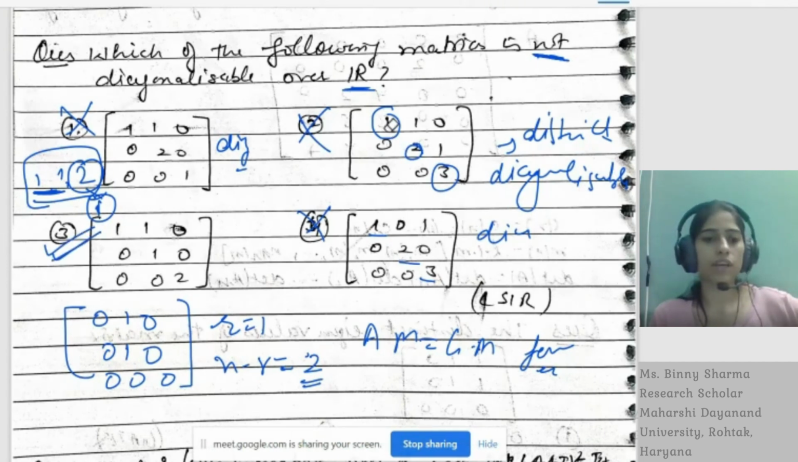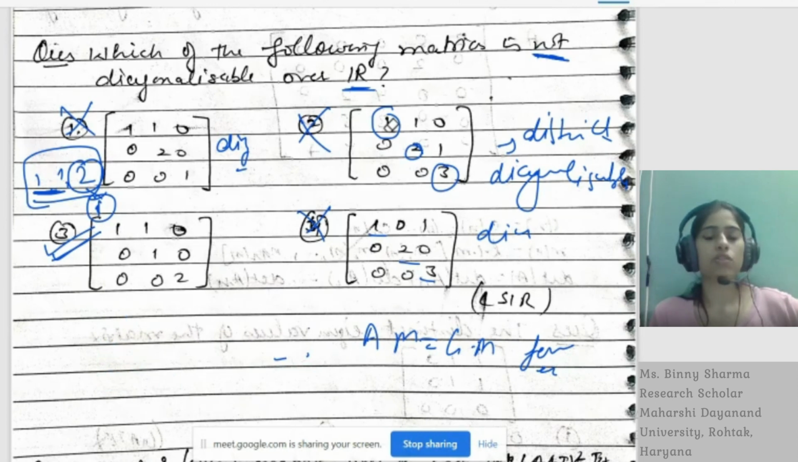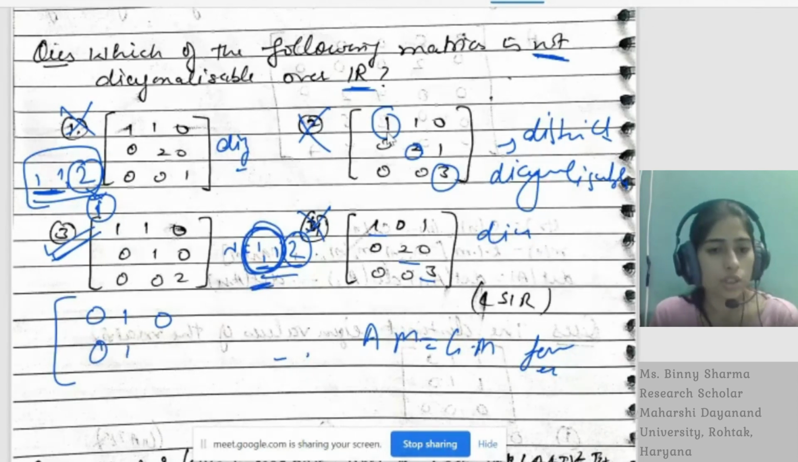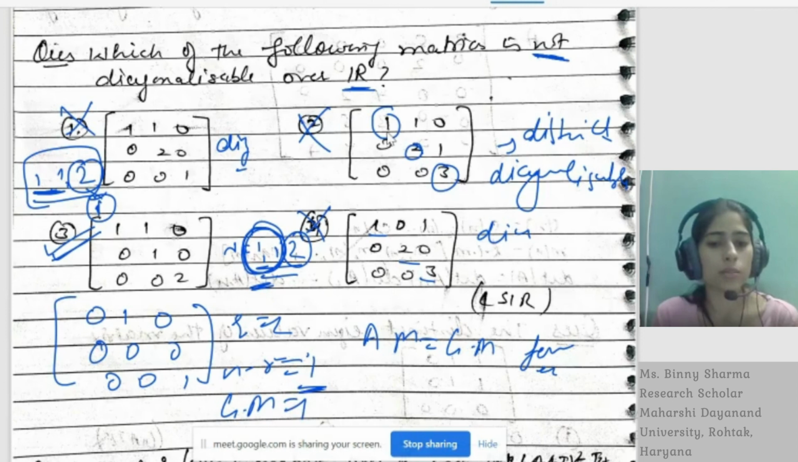Or you can check by finding the geometric multiplicity corresponding to the eigenvalue 1, because here eigenvalues are 1, 1 and 2. So we just check the geometric multiplicity of eigenvalue 1. Rank is 2 and n minus r is 1. So the geometric multiplicity is 1. But the algebraic multiplicity of this matrix is 2. So this is not a diagonalizable matrix over R.